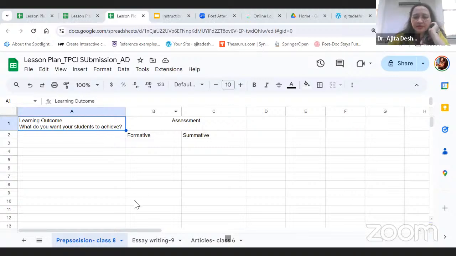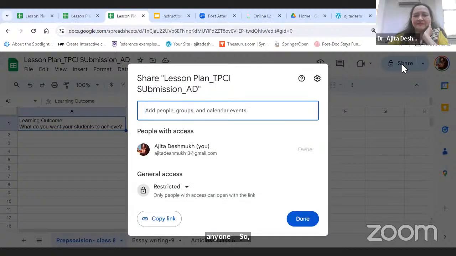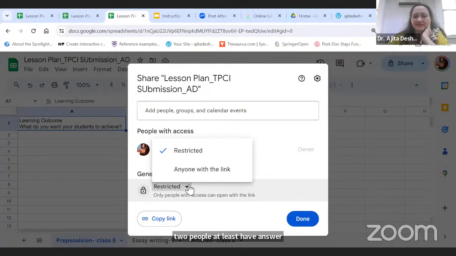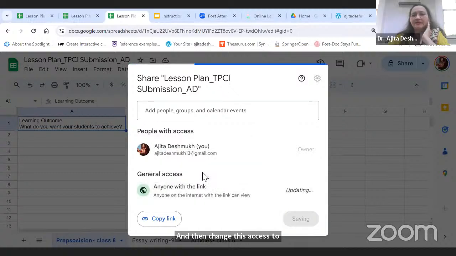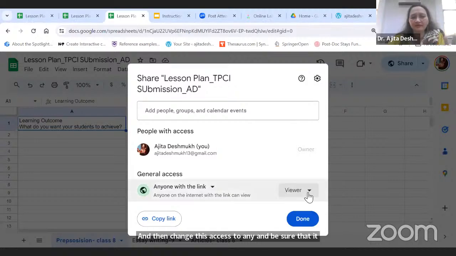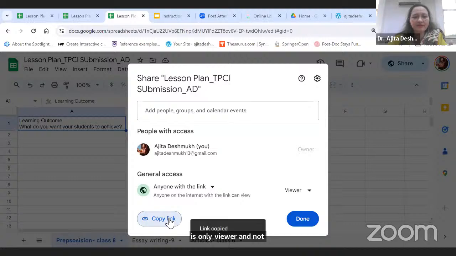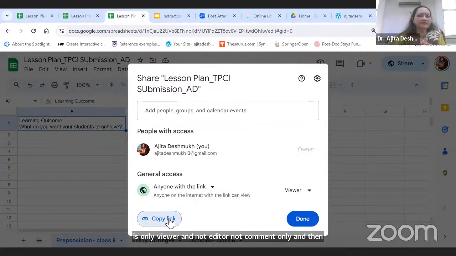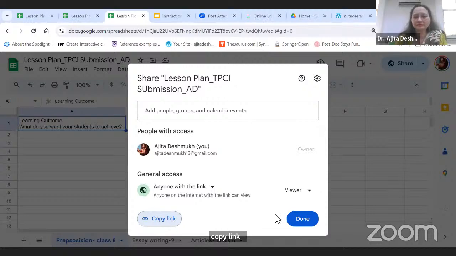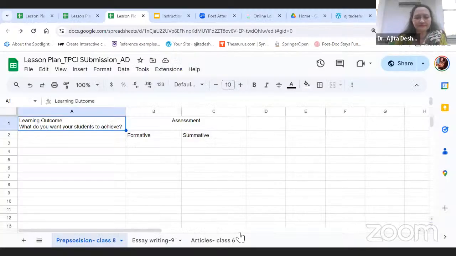So once you have this copy, on share button, give access and copy link. Yes. Change restricted permissions to anyone with the link. Thank you. Correct. So 2 people at least have answered. So share and then change this access to anyone with the link, and be sure that it is only viewer and not editor, not commenter, only viewer. And then copy link and put it in the form whenever that form is going to come to you. That's done. So one more thing you learned in today's session.